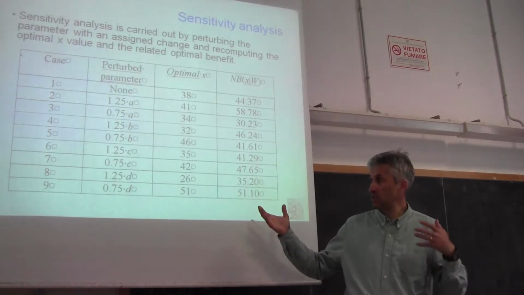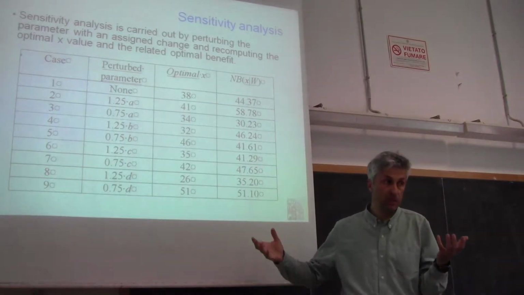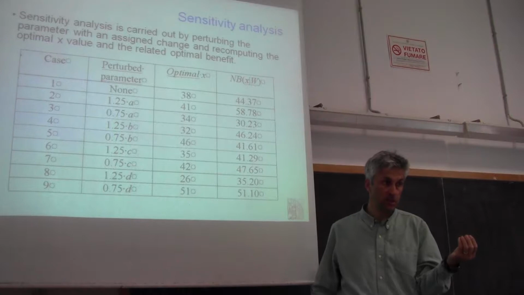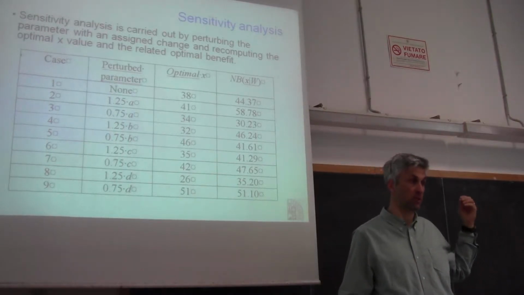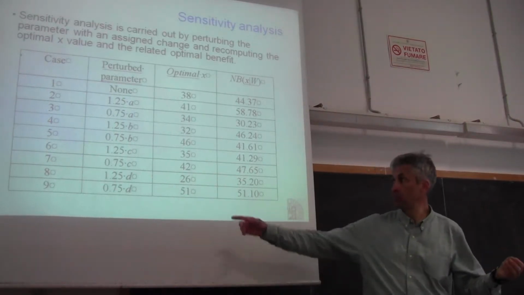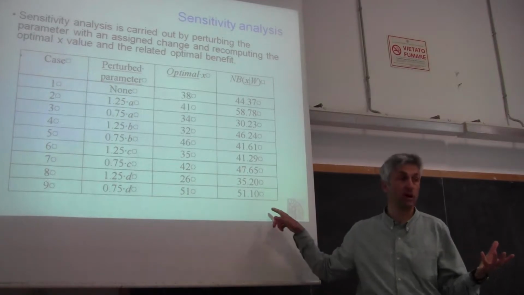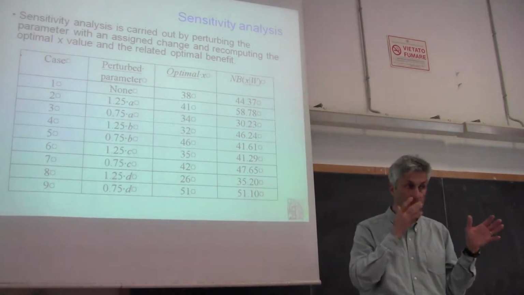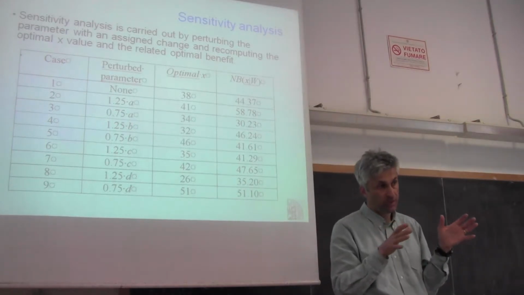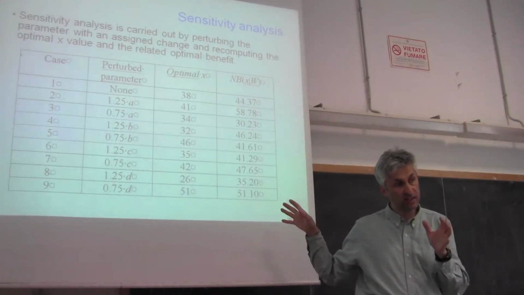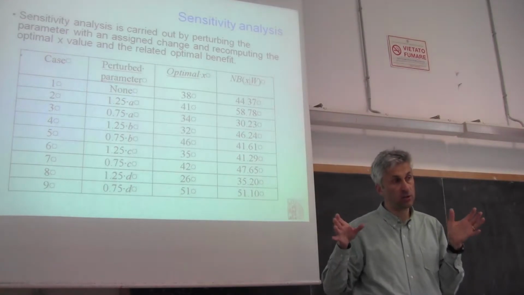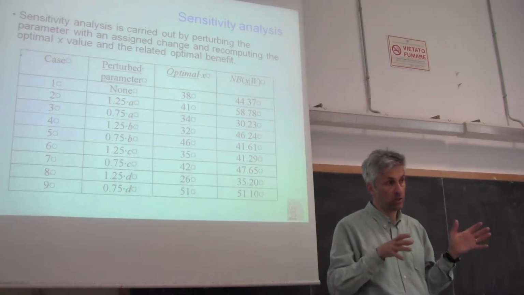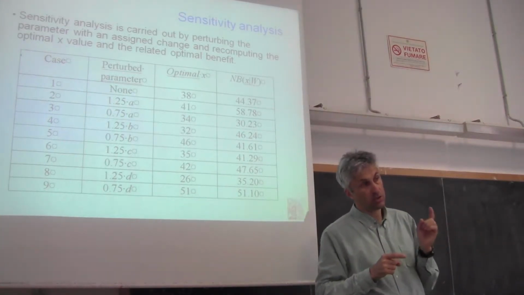Because the procedure in itself, as I said to you, is simple. You change the parameters according to the assigned perturbation. You compute the new allocation and the new benefit. Keep in mind that you end up with a different allocation and a different estimate of the benefit. And there are two errors here, the error in the allocation and the error in the estimation of the benefit.